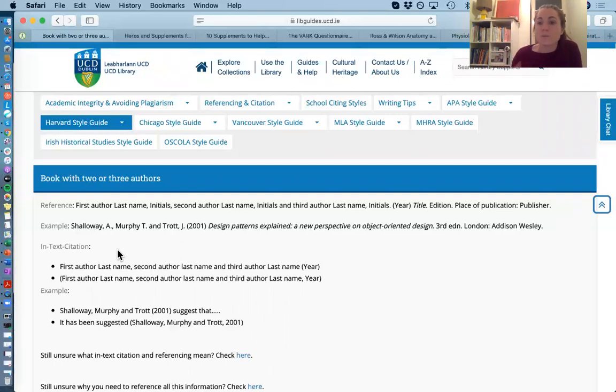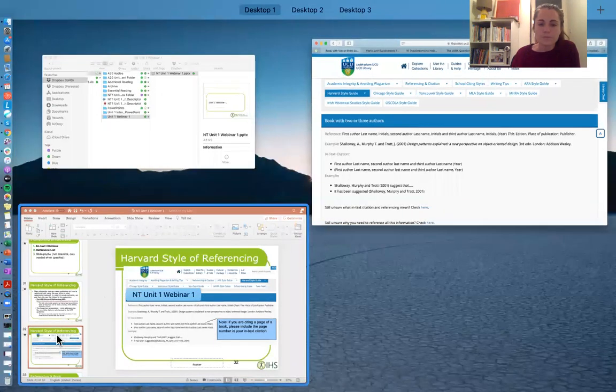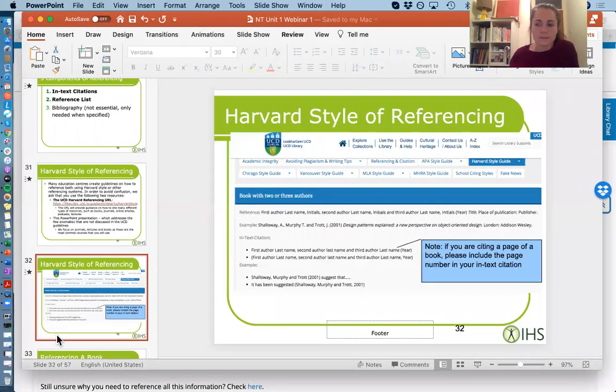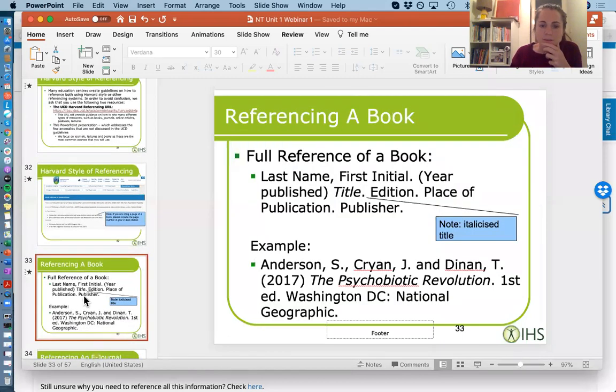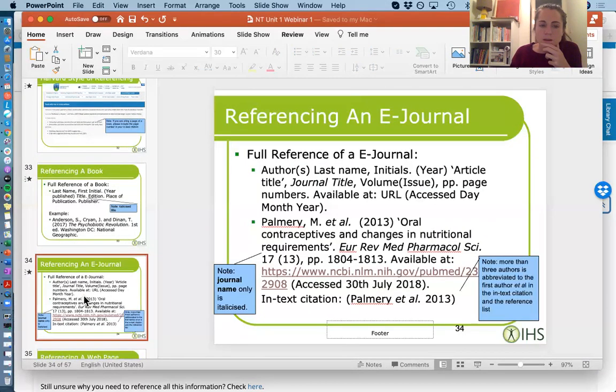What we're looking for is a workable reference, so that we could go and find this book if we wanted. So again, we can find where you got your source of information. So that's the book. This is in the PowerPoint. And then this is referencing an e-journal.